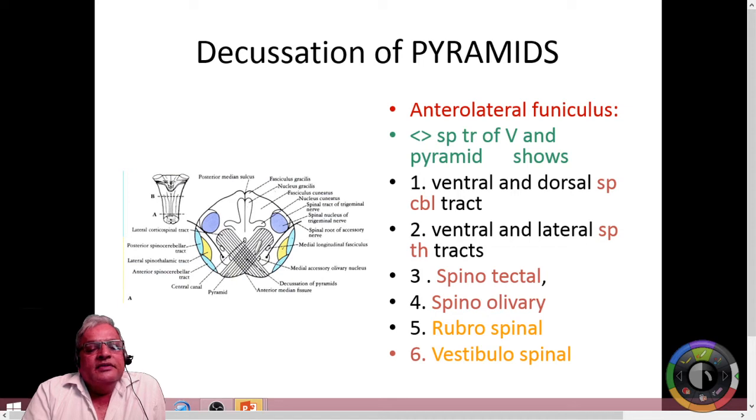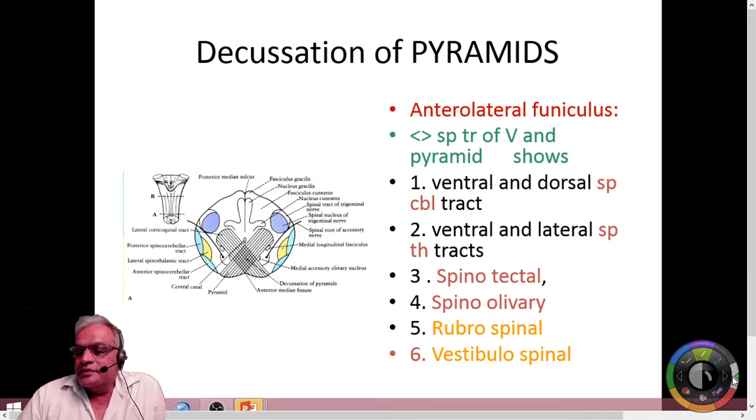Now you can see that the pyramid is crossing over. See, it crosses over like that. Then what happens to this pyramidal tract? It becomes the lateral corticospinal tract. And then, do all the fibers of the pyramidal tract cross over? The answer is no. About 75 to 90% of fibers cross over. The rest of it passes in the anterior part, known as the anterior corticospinal tract, and they cross at segmental levels. So that is the corticospinal tract.